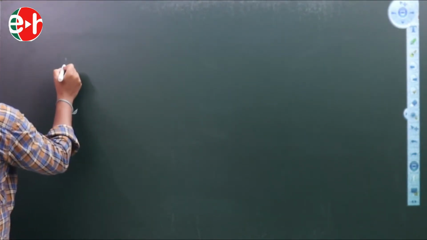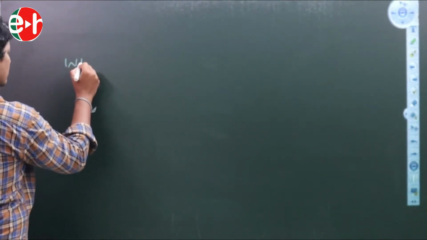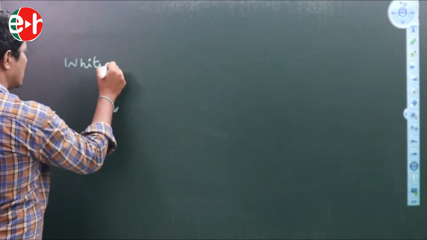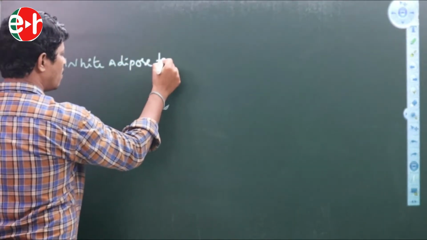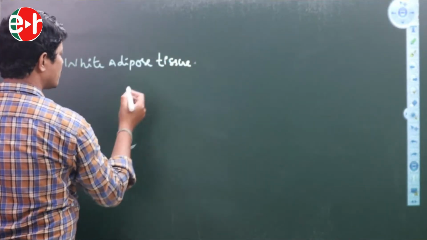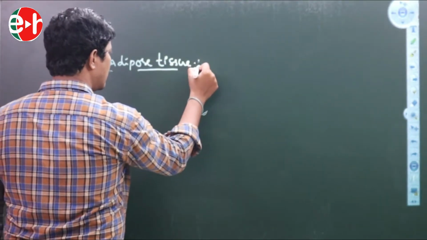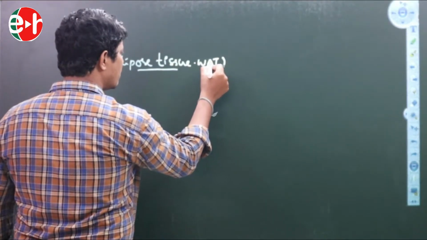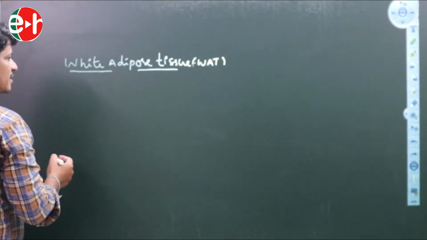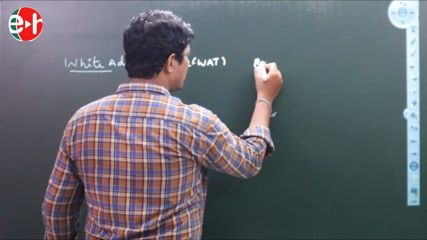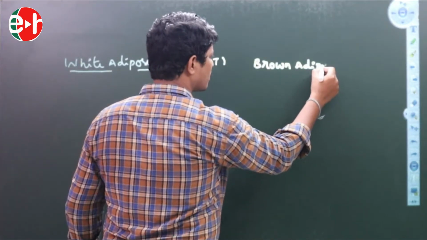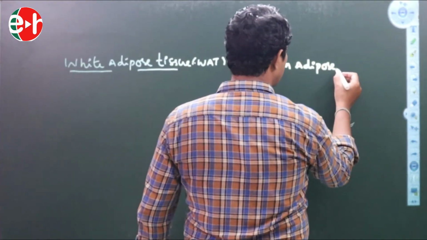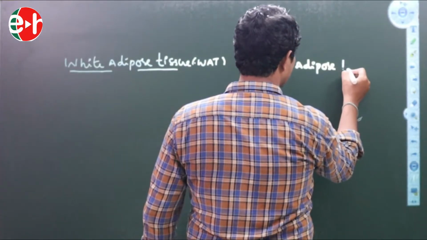See here, the first is white adipose tissue, WAT, and the second one is brown adipose tissue. White adipose tissue, and the second one is brown adipose tissue.